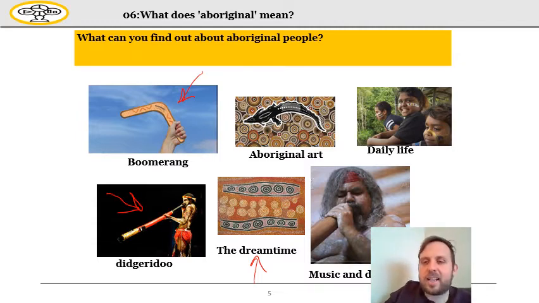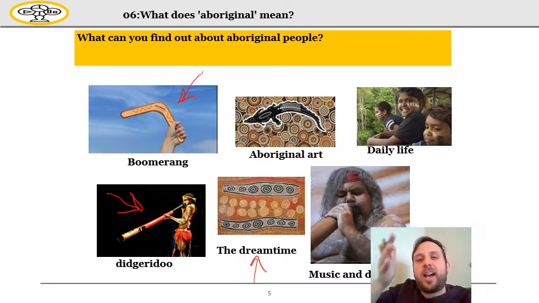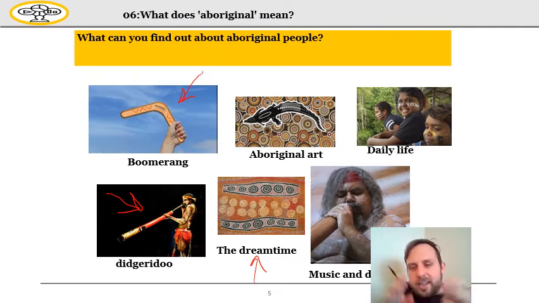And also daily life. What's life like for Aboriginal people, okay? This is all the stuff I want you to find out. There's lots of information you can find out about the art, the culture, the language, all these amazing things. The internet is there for you to go and find out, okay? And then tell me what you find out. There's lots of amazing things, okay?